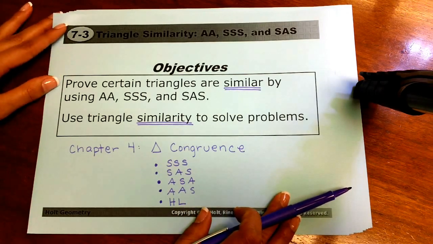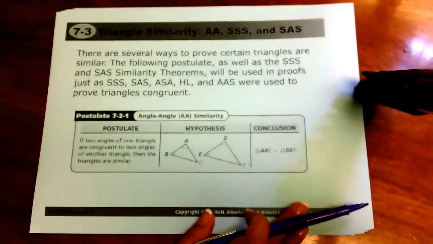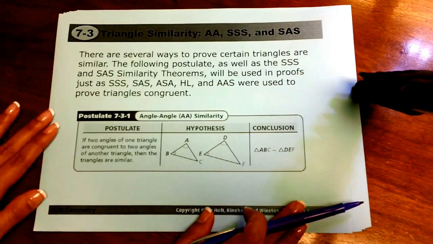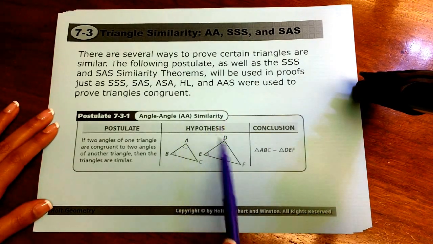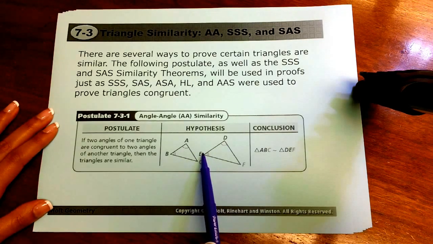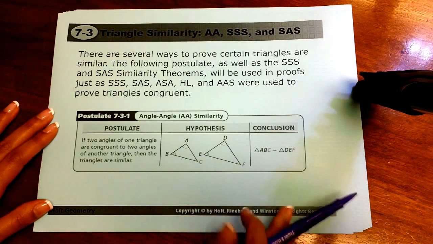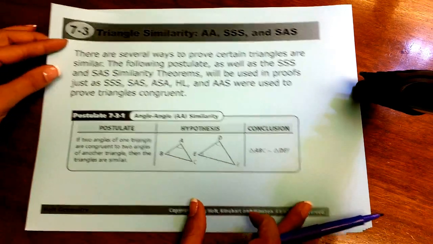Please make sure that you pause the video and write your essential question. Okay, the first postulate is the angle-angle similarity, and this just says if you have two angles in your two different triangles that are congruent, then that means your triangles are similar. So two angles that are congruent, you have similar triangles.